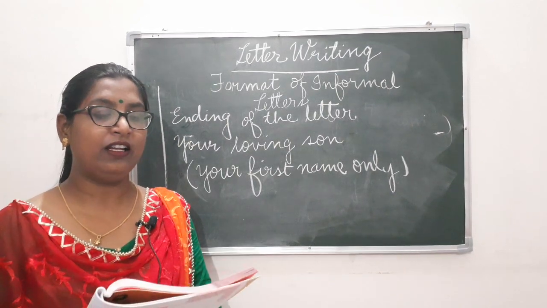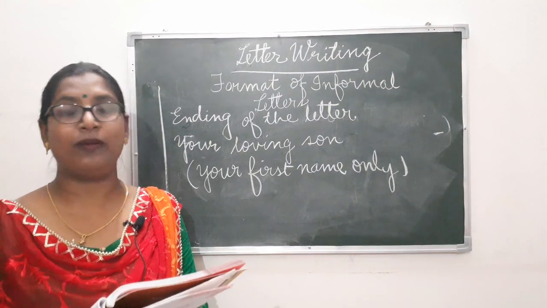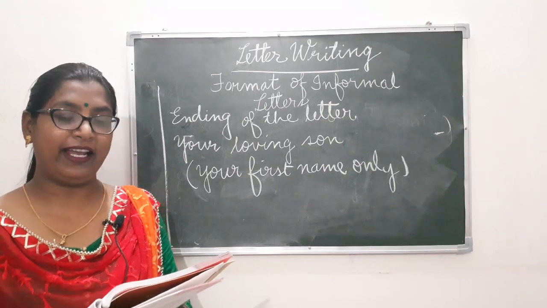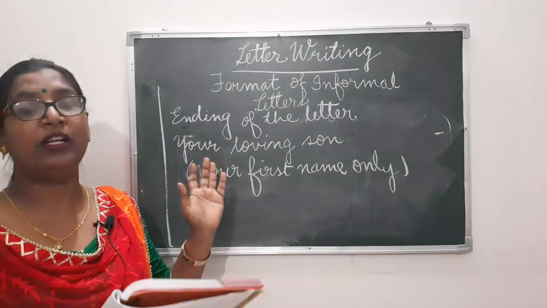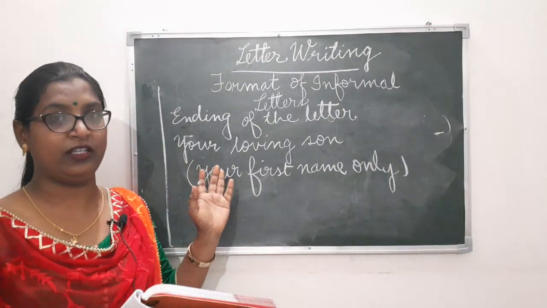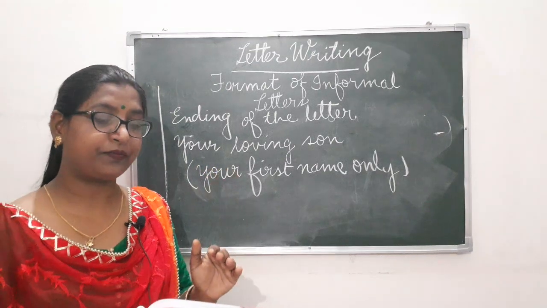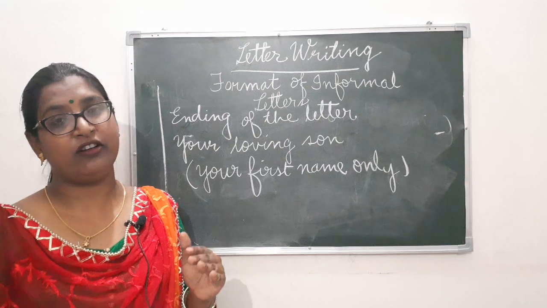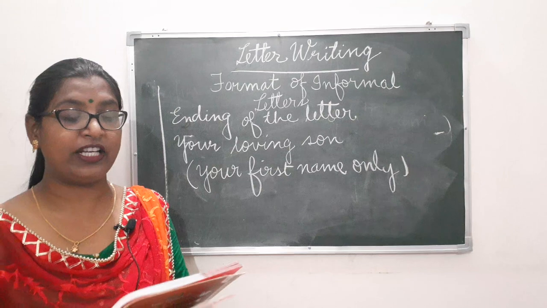Now once again we'll study the following 8 points in the format given above. First one is the address of the writer on the top left side of the page, with the date written below it. The address of the sender should be written, and just below it we should mention the date. Then comes the greeting, like dear friend, dear grandpa, dear aunt. These are the greetings or the salutations.